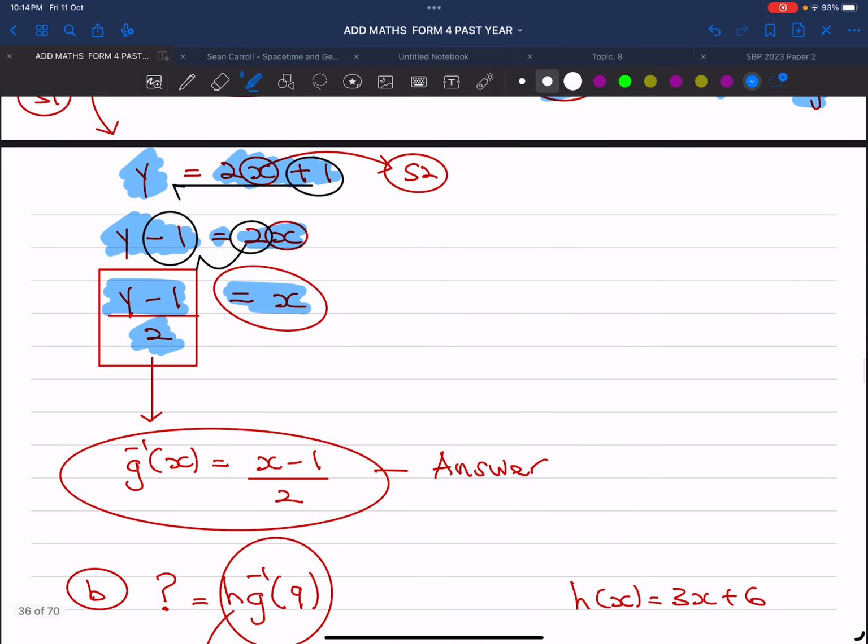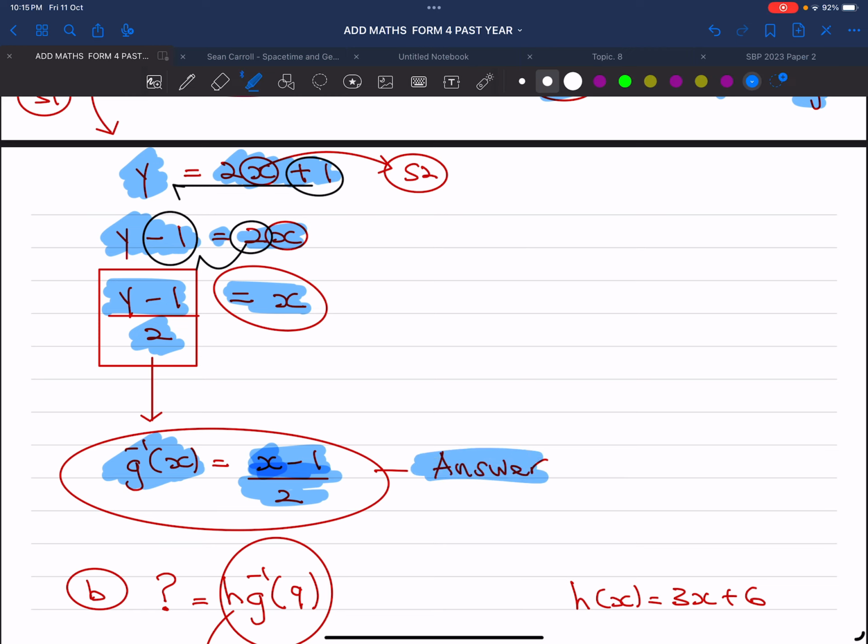And when you have x as the subject, the other side becomes the inverse. I repeat, when you have x as the subject, the other side becomes the inverse function, whereby the y, you change back to x, that's all. So we have y minus 1 now become x minus 1, over 2. So our inverse function, g inverse, is x minus 1 over 2. We have got the answer for part A.